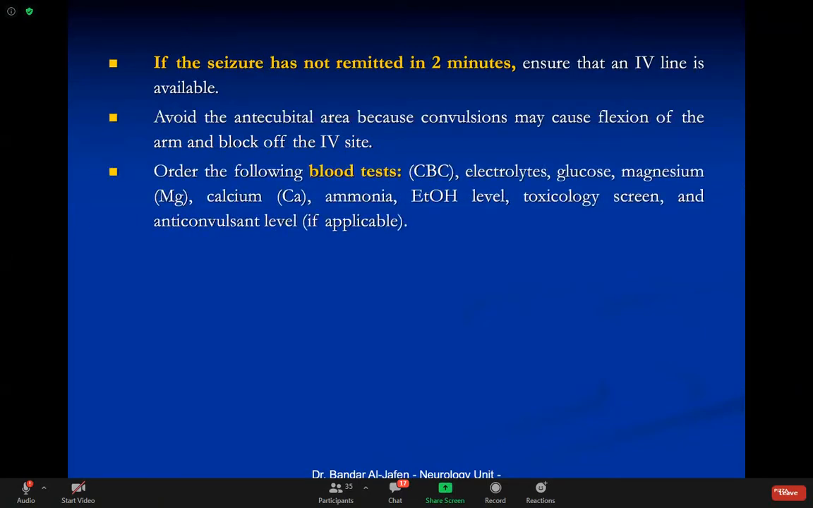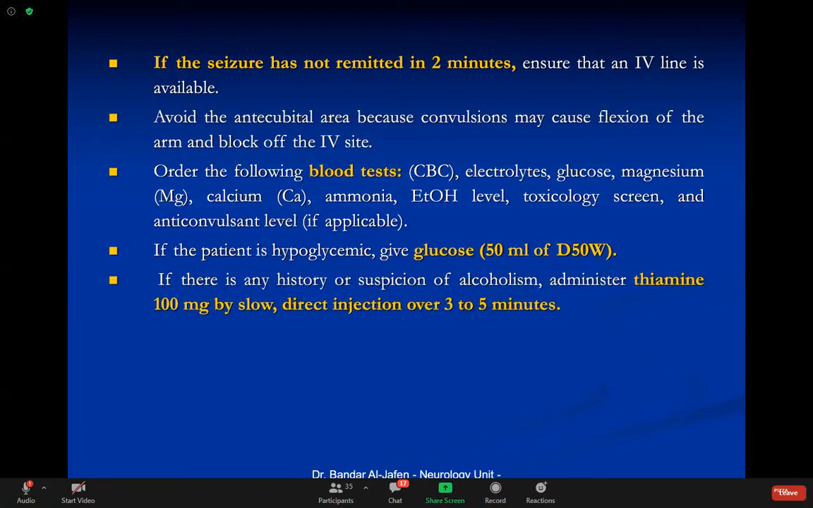You want to do screening blood tests. I forgot to mention, this is important. You want to check, of course, the electrolytes in addition to the blood sugar and everything. We talked about giving glucose. If there is any history of alcoholism, if a patient you think is malnourished or is an alcoholic and doesn't eat and just drinks alcohol all the time, you would administer thiamine 100 milligrams slowly. Sometimes we give it once a day, sometimes 3 times a day, depending on the degree of malnutrition the patient looks like.